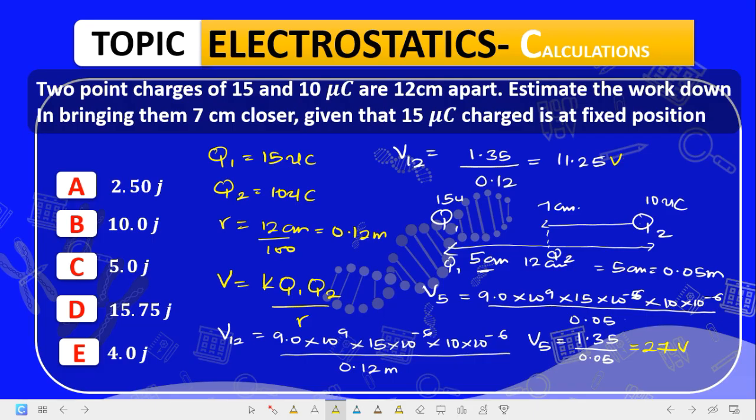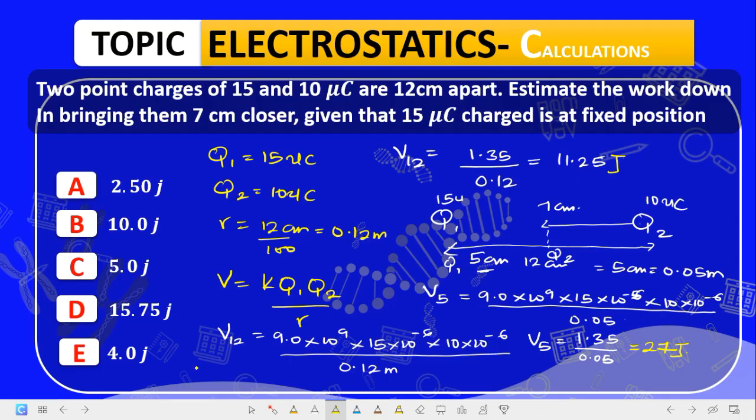Okay, this is the 27 volts, or sorry, the work done, 27 joules. Everything we'll be working with is the work done. Now I'm going to prove this formula when we are done with everything. I'm going to prove how we got this formula. Now this is 27 joules, this is 11.25 joules.